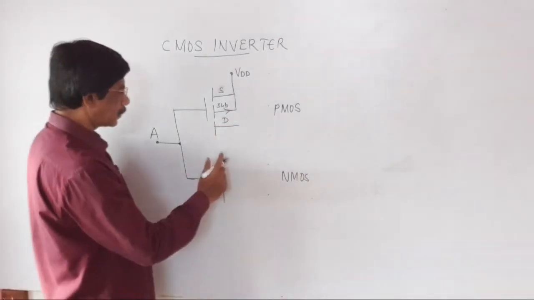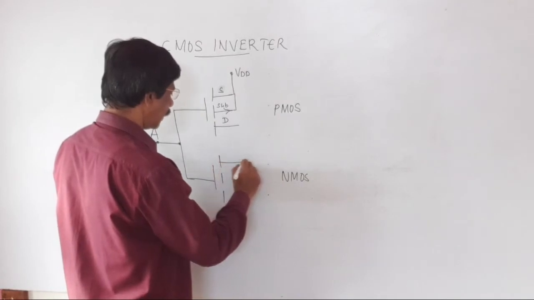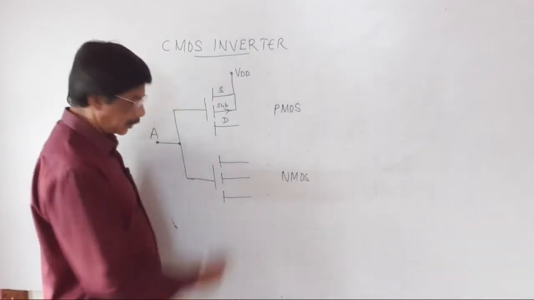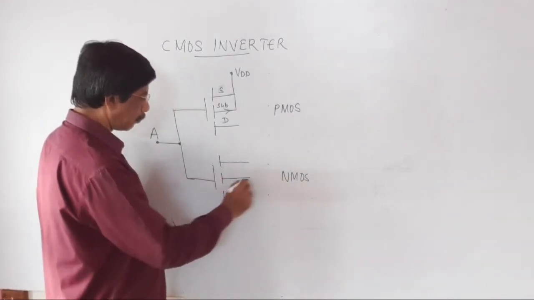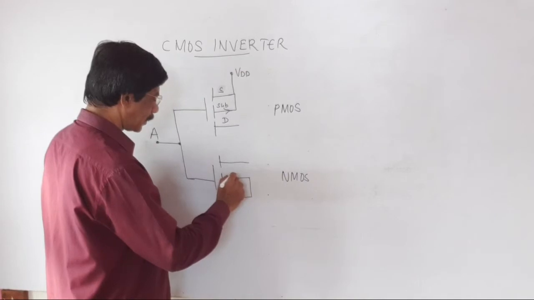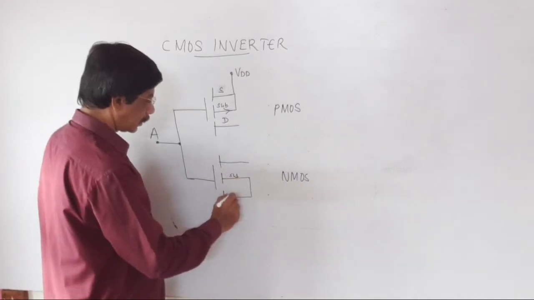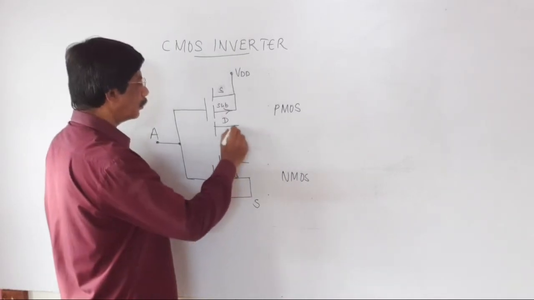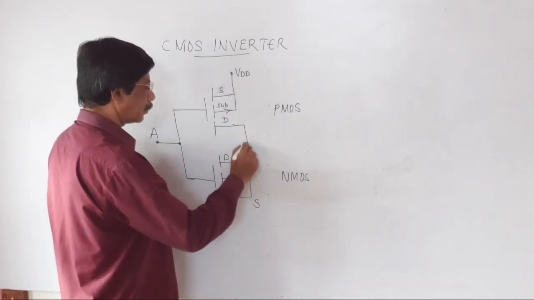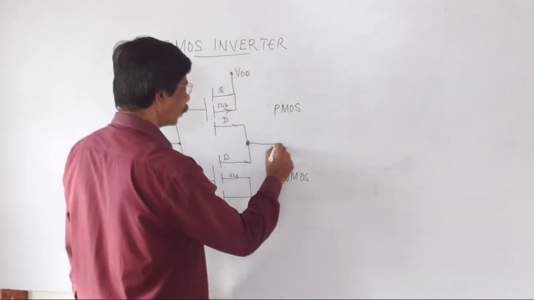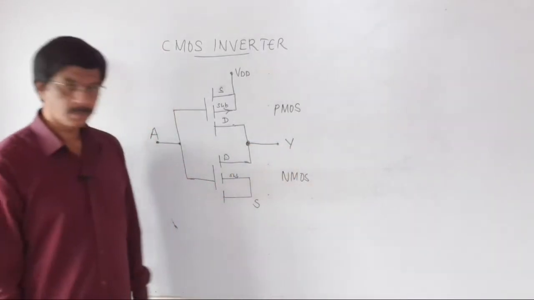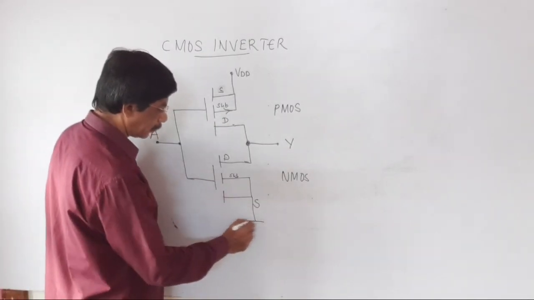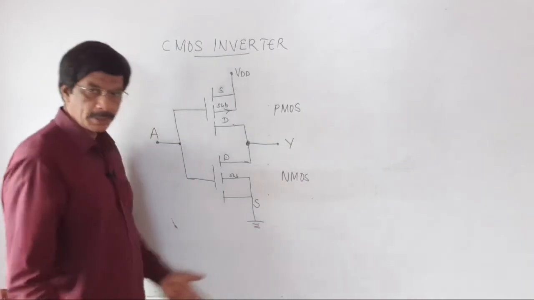In the lower one, this is a drain terminal, this is substrate, this is source. The source and the substrate both are interconnected. This is substrate, this is source S, this is drain D. Both drain terminals are interconnected. Through this interconnection, take output voltage capital Y. This source terminal is given to negative of the power supply, otherwise it is grounded.